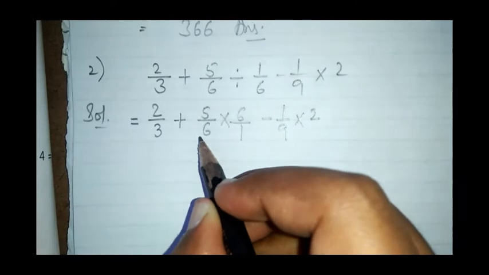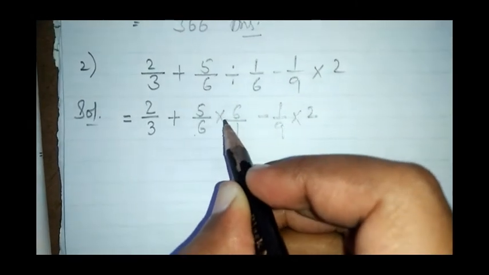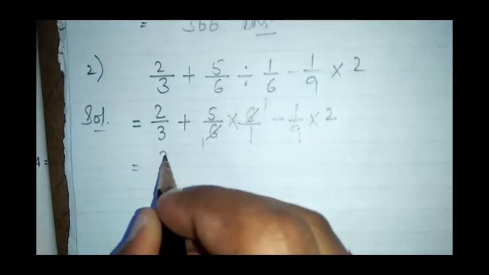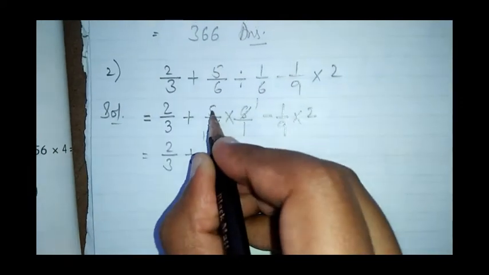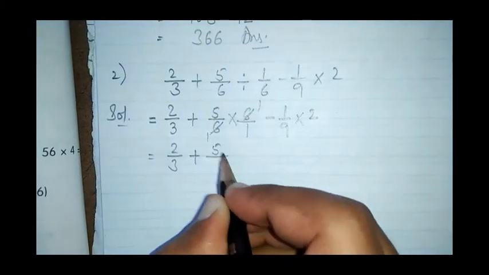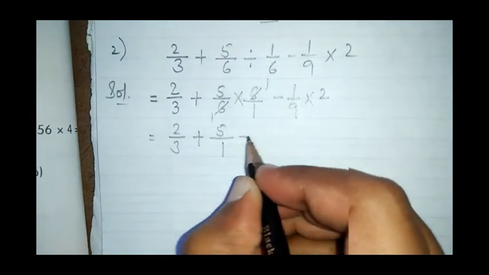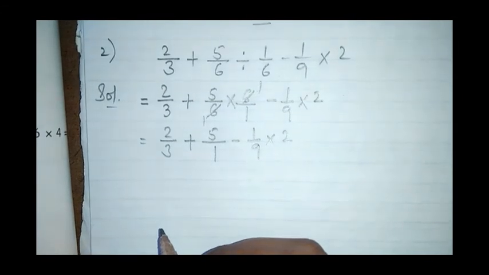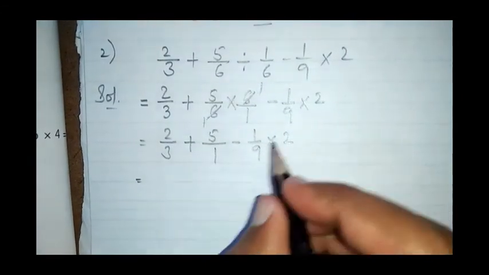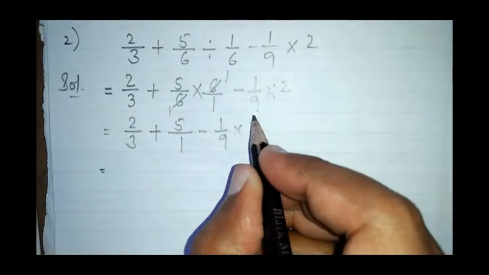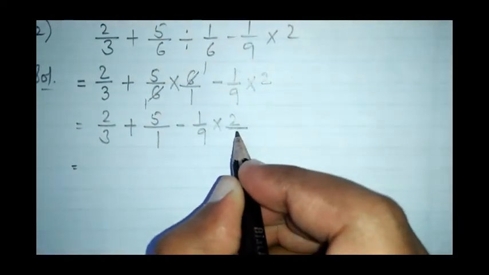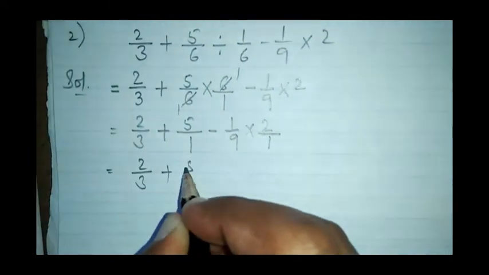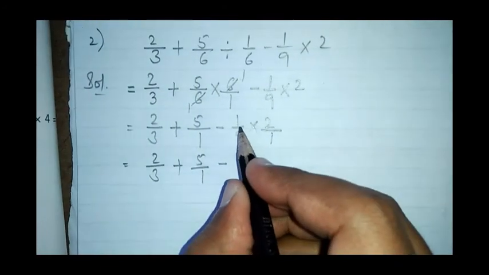Now you all can see that 6 and 6 can be reduced because there is a multiplication sign in between. 6 1 times, 6 1 times got reduced. Now I have 2 by 3 plus 5 into 1. Again 5, 1 into 1, 1 minus 1 by 9 copied as it is into 2 copied as it is. Okay. Now after division comes the turn of multiplication. We have multiplication between these two numbers. If this is a whole number, I can write 1 in the denominator. So 2 by 3 plus 5 by 1 minus, now we'll multiply.